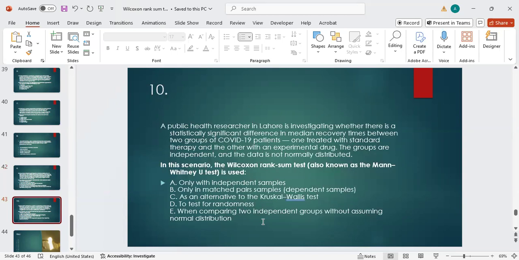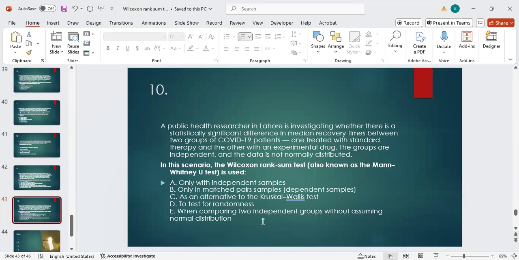MCQ number 10. A public health researcher in Lahore is investigating whether there is a statistically significant difference in the median recovery time between two groups of COVID-19 patients, one treated with the standard therapy and the other with an experimental drug. The groups are independent and the data is not normally distributed.